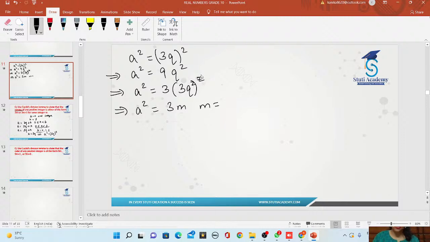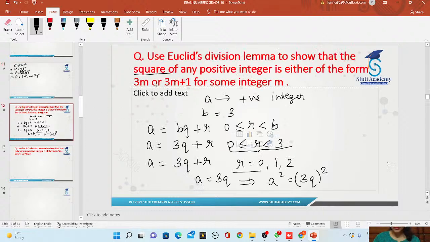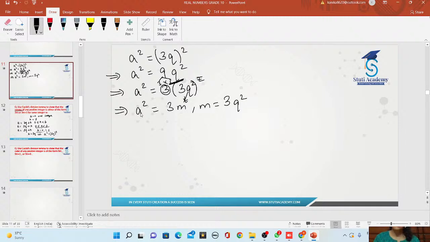this q square is here, it's not the whole square. We can write this 9 as 3 into 3. One 3 I have taken here, and this 3q square we have taken separately. Instead of 3q square, I'm writing m in the next step. This I'm replacing by m. So this m can be any integer. Coming back to the question, the square of any positive integer is either of the form 3m or 3m plus 1. So in the first case, where r is 0, we have taken a as 3q, and then we have got the square of a as 3m, where m is 3q square. That's actually any integer.